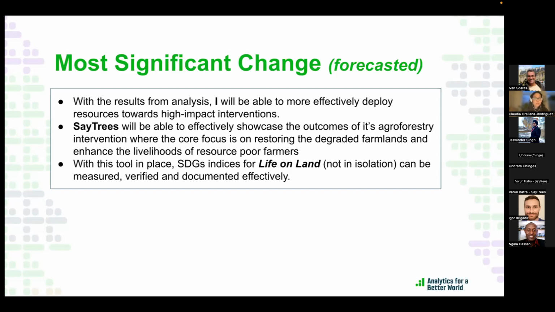Coming to the SDGs, we cannot take life on land in isolation, because we all know that all the SDGs are interlinked. So with life on land, which can be better measured, verified, and documented, the other goals like no poverty, zero hunger, and decent work can all be measured with the indices in place.